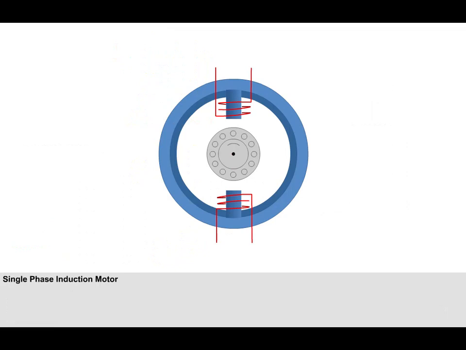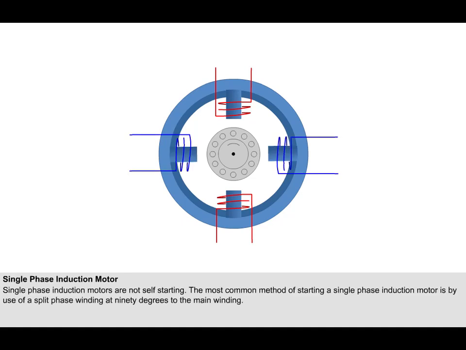Most induction motors fitted on aircraft are of the three-phase type. However, single-phase induction motors can also be used. Single-phase induction motors are not self-starting. That is to say, when power is applied, they will not rotate.